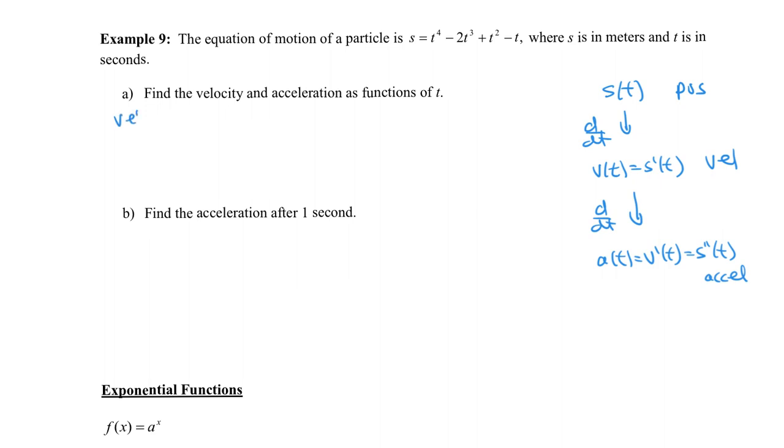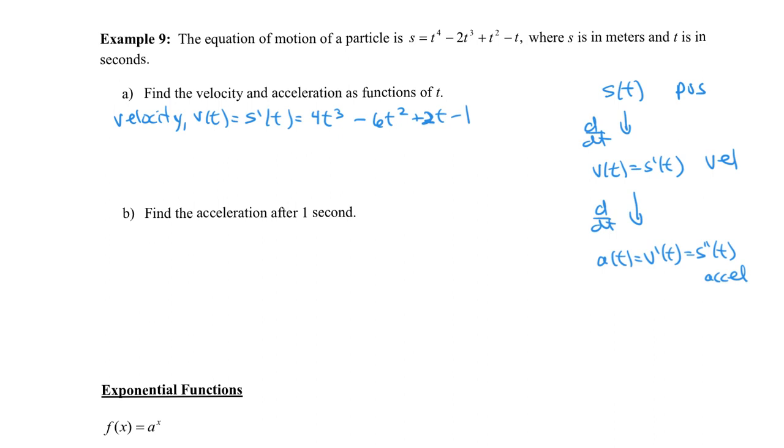So the velocity, or in other words, v of t, equals s prime of t, and that would be, just using the power rule, 4t cubed minus 6t squared plus 2t minus 1. So remember to press pause occasionally and try these out. You know, don't just wait for me to go through them. You want to make sure you get practice also.